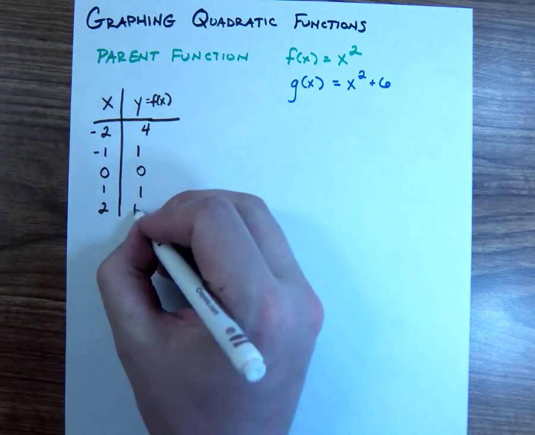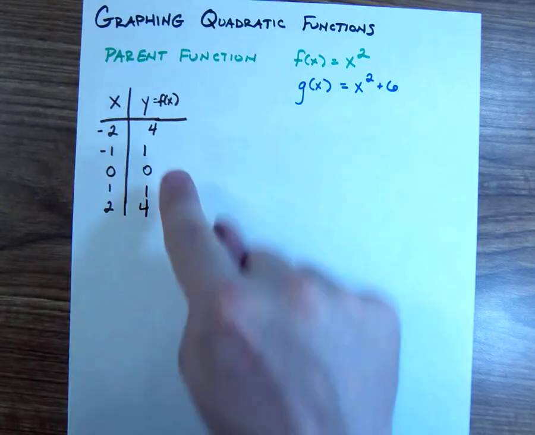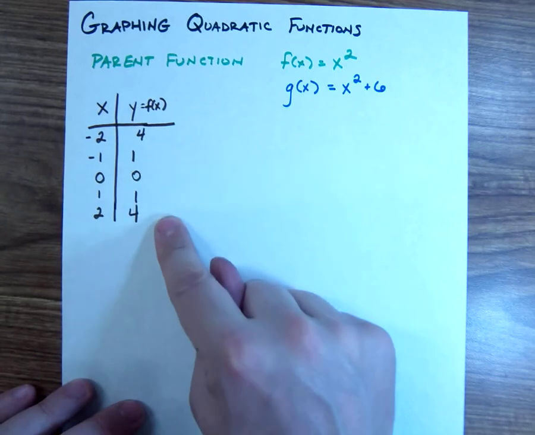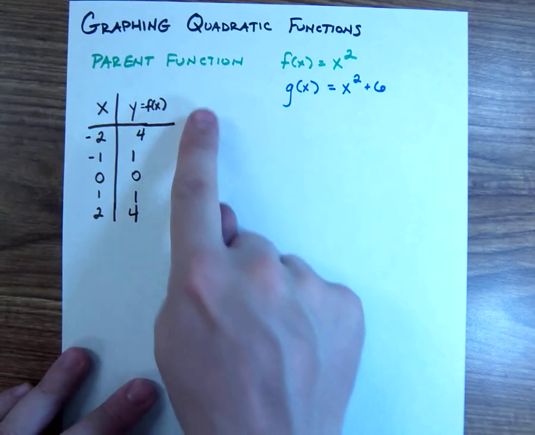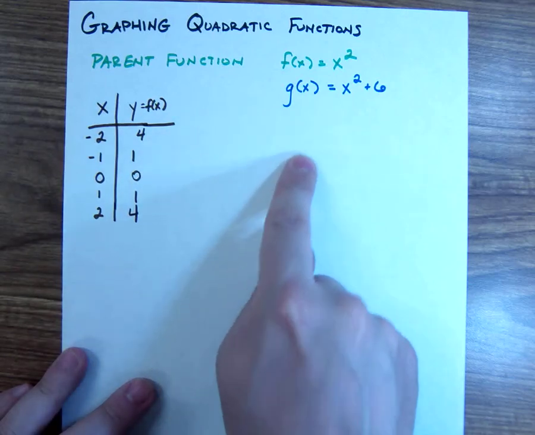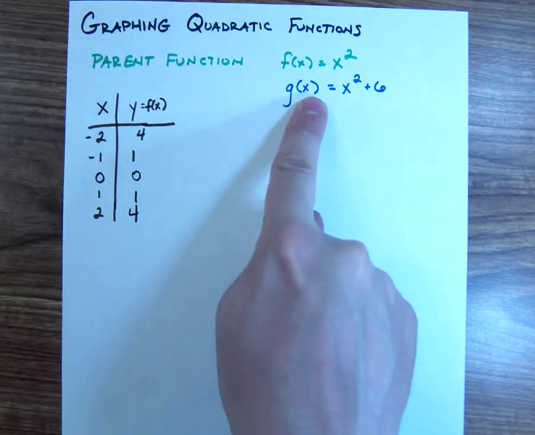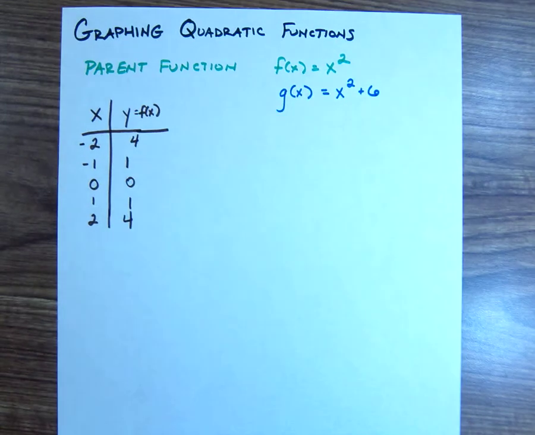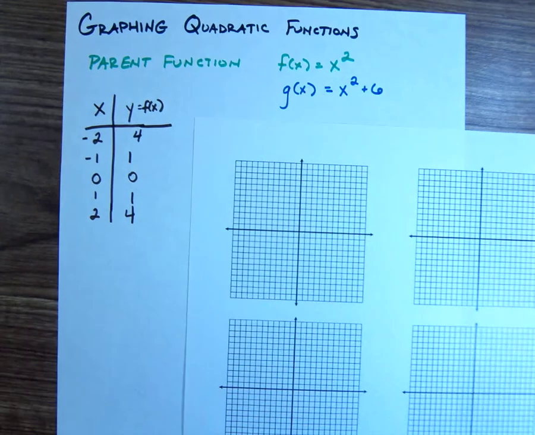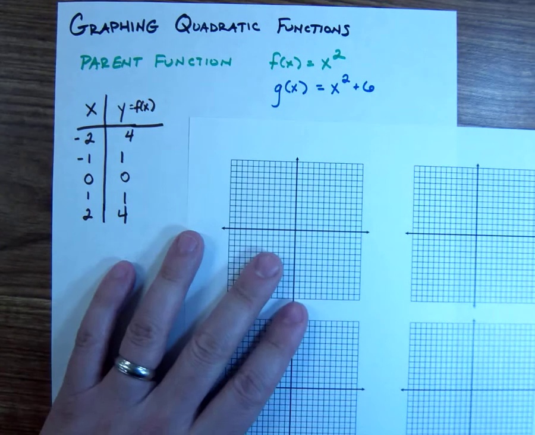Now what you can tell from the table is that this graph starts at 4, drops down to 0, and then comes back up to 4. So that means what this graph is going to do is it's going to start up high, dip down, and then turn around and go back the other direction. It's going to make sort of a horseshoe shape. So go ahead and take out one of the graphs that I gave you. And I am going to plot these points that we've got right here.